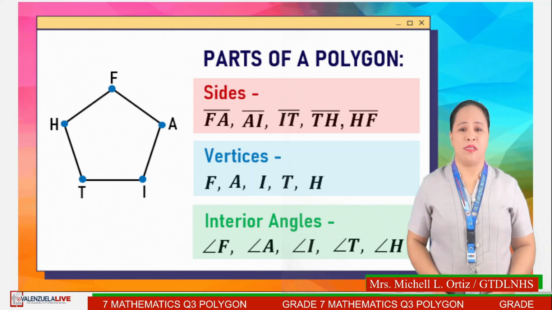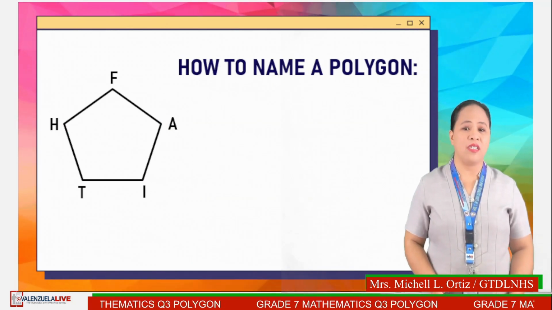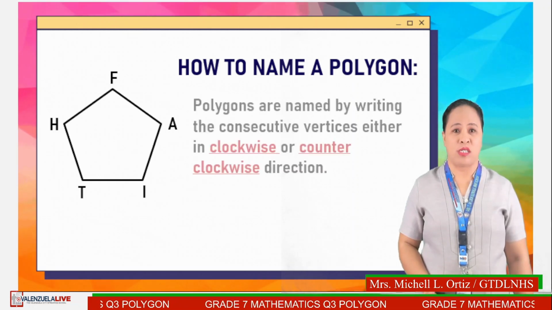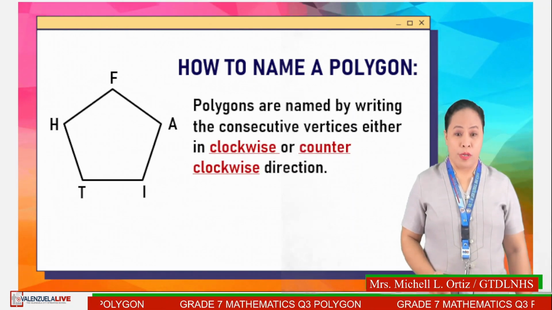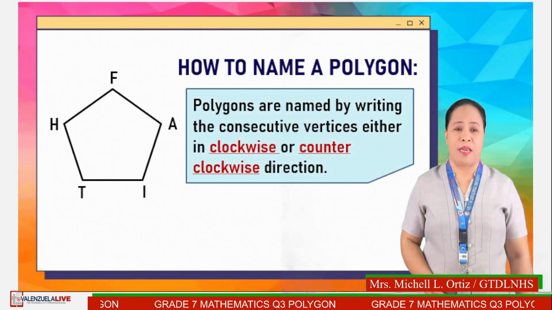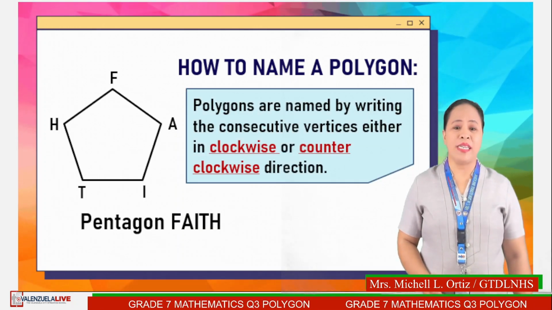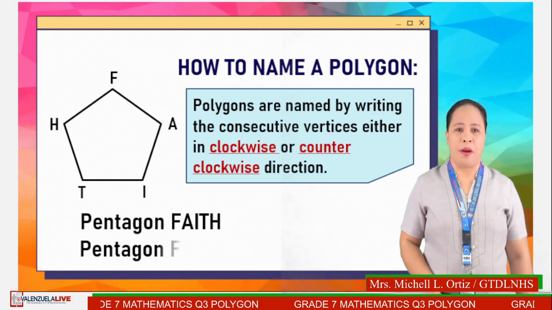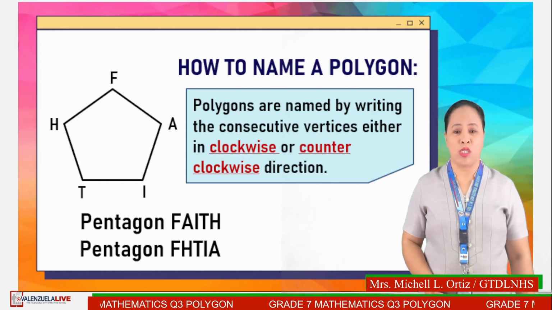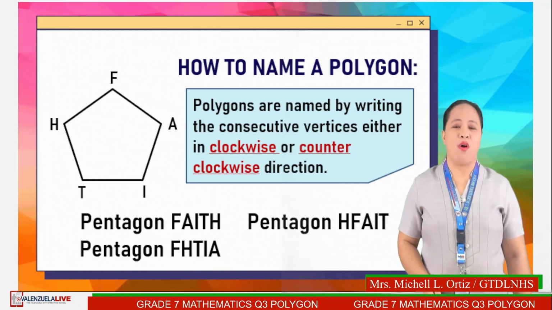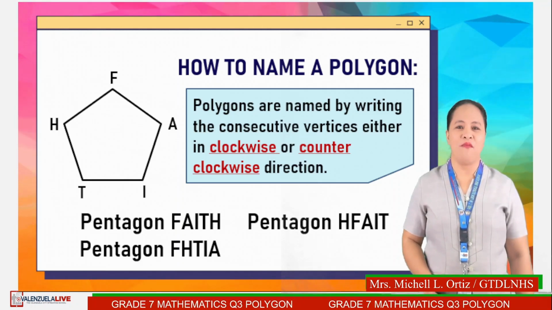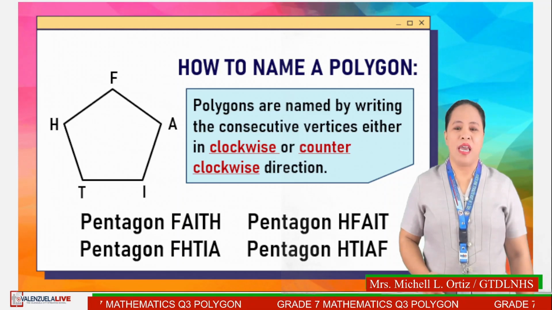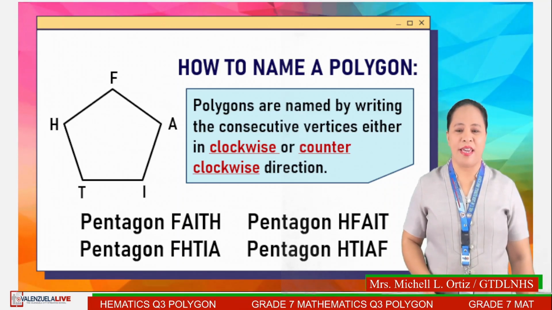Polygons are named by writing the consecutive vertices either in clockwise or counterclockwise direction. Or the given polygon can be named as pentagon FAITH, or pentagon FHTIA, or pentagon HFAIT, or pentagon HTIAF.